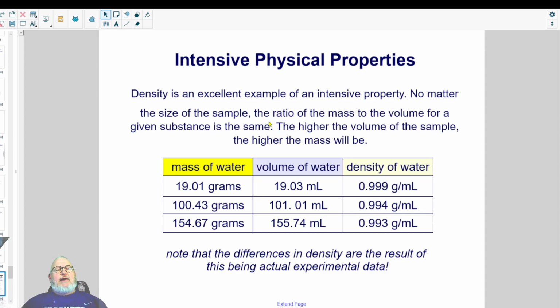Now density, this is an excellent example of an intensive property. It doesn't matter how much stuff you have. That ratio, that word again, that ratio of mass to volume is going to be the same for that substance. If you have a higher volume, you're going to have a higher mass. You can look on this chart right here and see it. The density doesn't change. Only the amount changes: if the volume increases, the mass of the water increases.